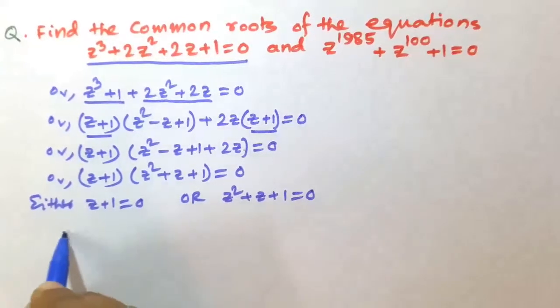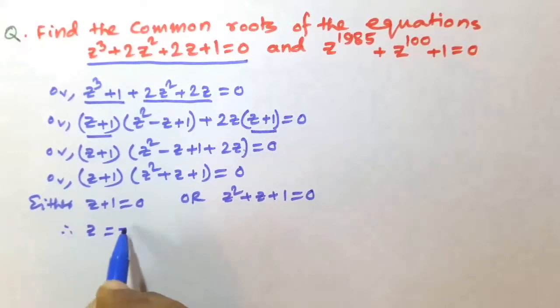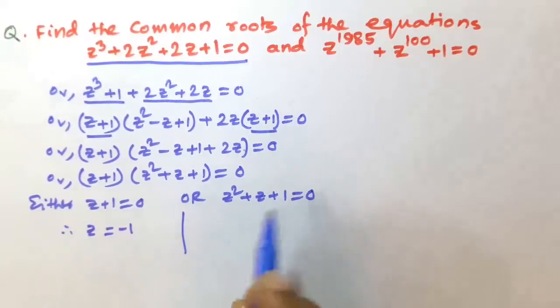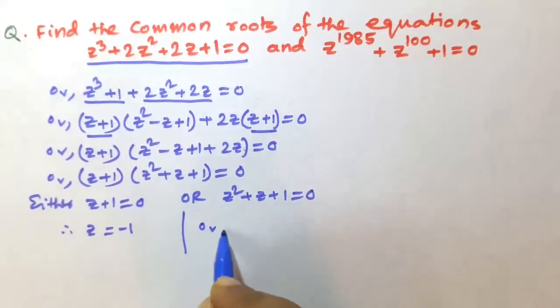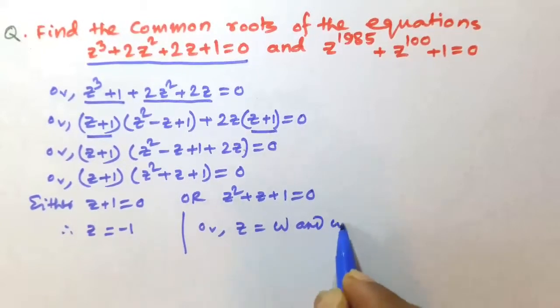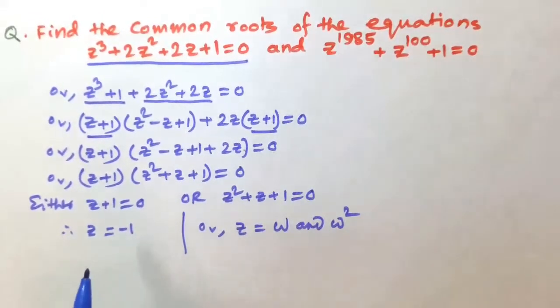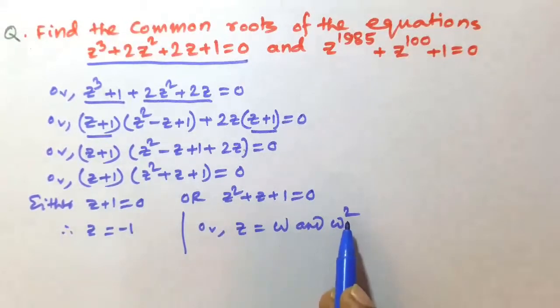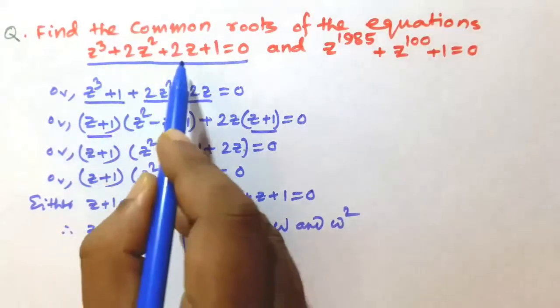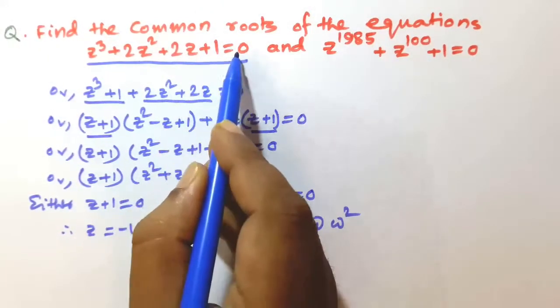So from this one we are getting z is equal to minus 1, and from this one, z square plus z plus 1 is equal to 0, we get z is equal to omega and omega square. So the roots are respectively minus 1, omega and omega square. These are the roots of this equation, z cube plus 2z square plus 2z plus 1 equal to 0.